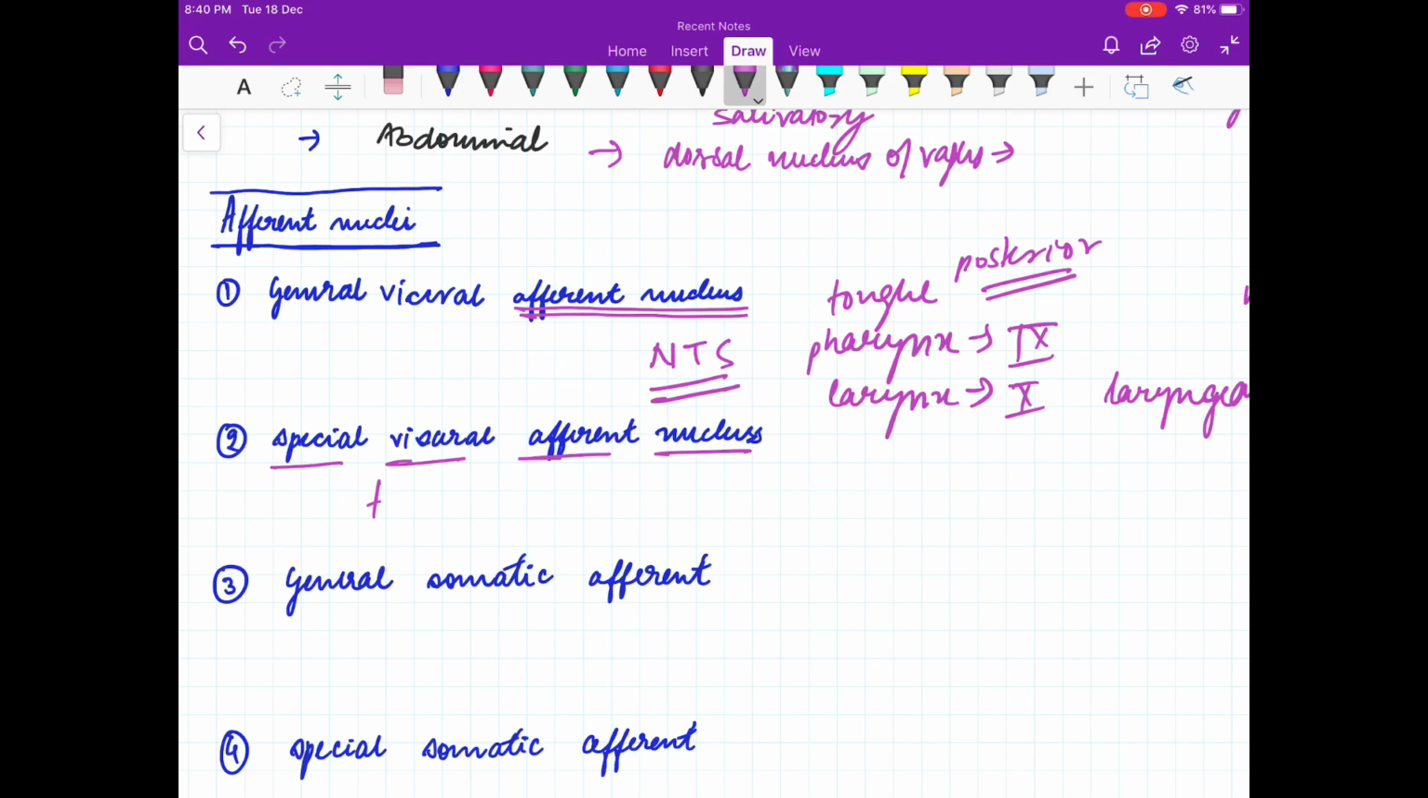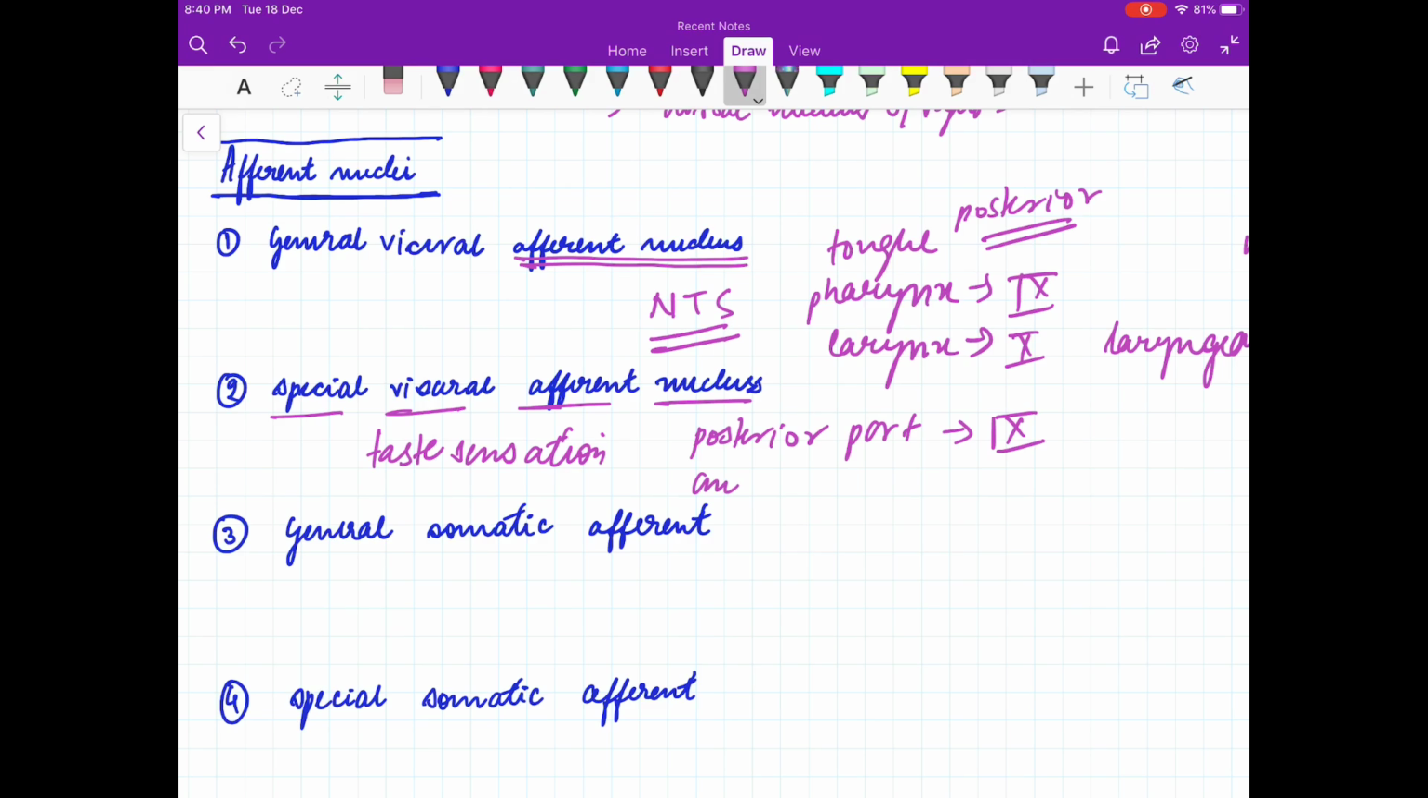Special visceral afferent nucleus. It means taste sensations. You can remember it with the taste sensations. Taste sensation from the posterior part of the tongue is carried by glossopharyngeal nerve. From the anterior two-thirds of the tongue, it is through the facial nerve.